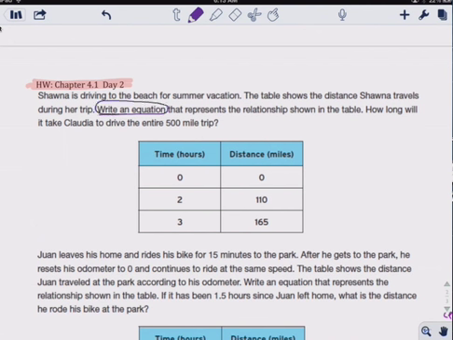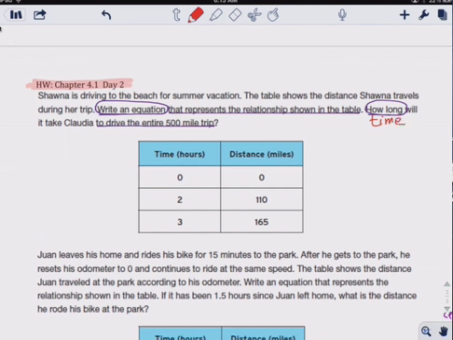Oh, there's a direction word that you need to answer: that represents the relationship shown in the table. How long will it take Claudia to drive the entire trip of 500 miles? Okay, how long is time?